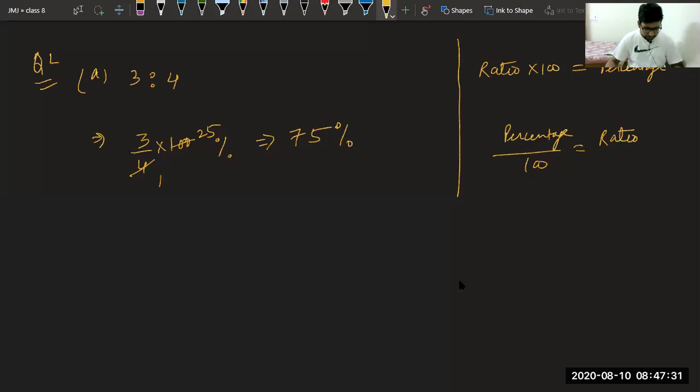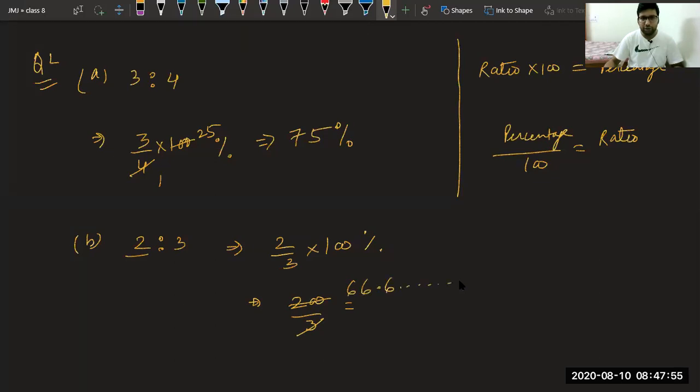Similarly, we can find the answer for B part also. In B part, we have 2 is to 3, which means 2 upon 3 multiplied with 100%, and you can solve it to get the answer. First of all, it is 200 upon 3, and the answer will come out as 3 6s are 18, 20, again 6s are 18, again 2. It will keep on going like this. So the answer is 66.6%.